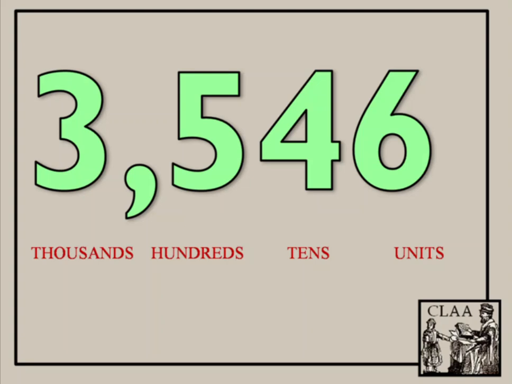For 3,546, we write a 3 in the thousands place for 3,000. After the thousands, we put a comma, and then we write a 5 in the hundreds place for 500. We write a 4 in the tens place for 40. And lastly, we write a 6 in the units place, 3,546. Writing numbers is very, very simple.